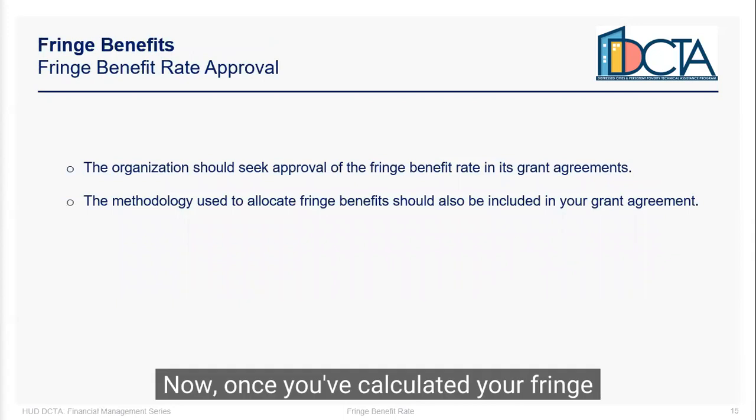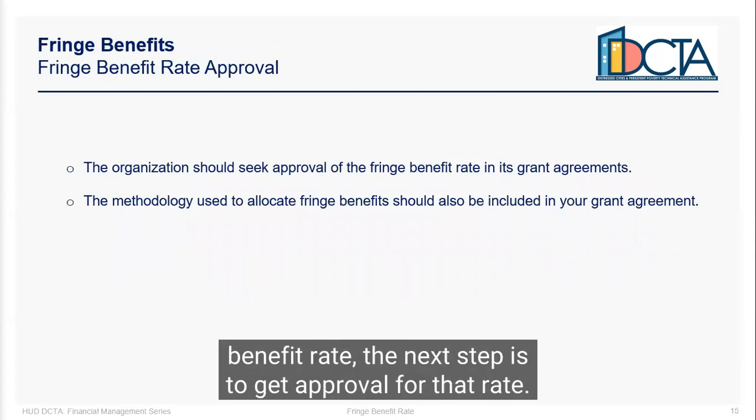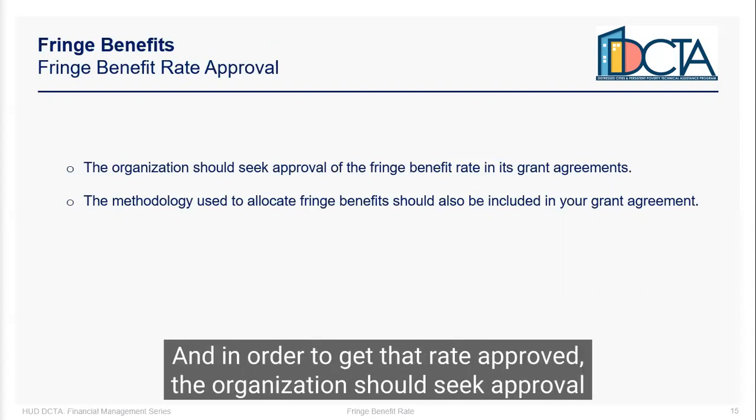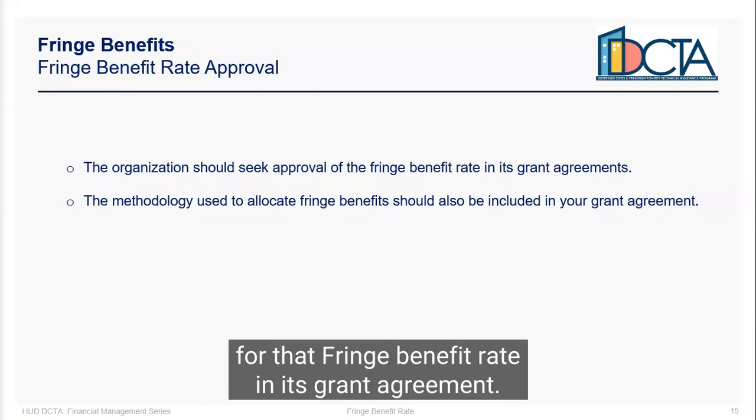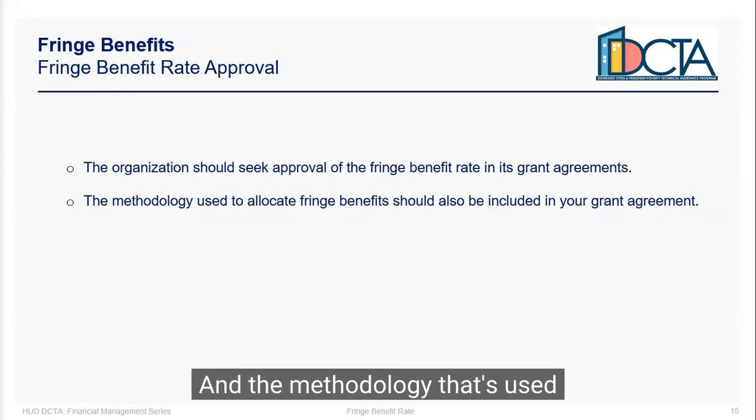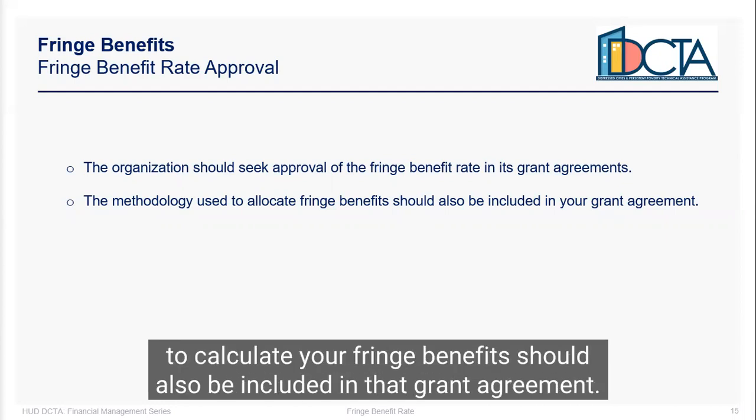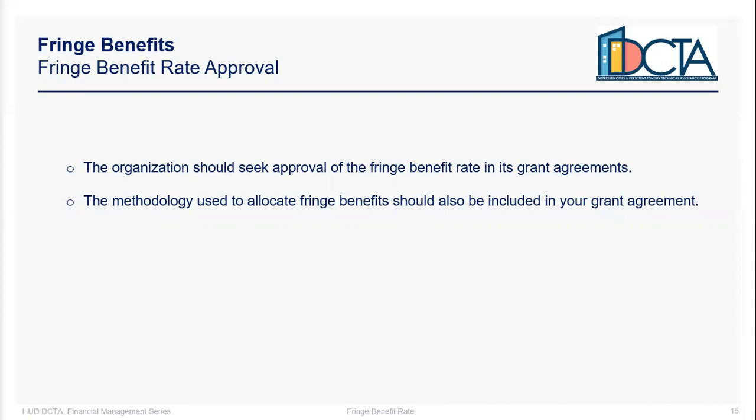Now, once you've calculated your fringe benefit rate, the next step is to get approval for that rate. And in order to get that rate approved, the organization should seek approval for that fringe benefit rate in its grant agreements. And the methodology that's used to calculate your fringe benefits should also be included in that grant agreement. Next slide.